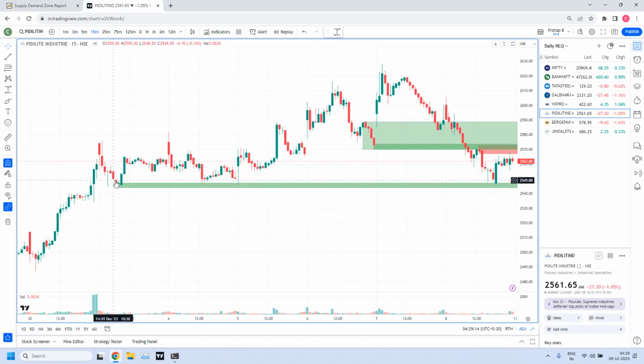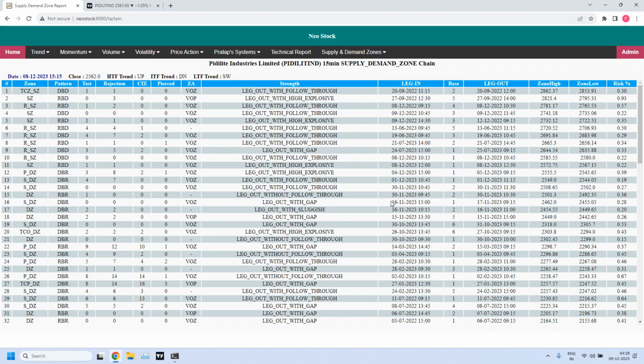So when is the leg-in here? Leg-in is on 1st December, 10:45. We have one base candle, one leg-out candle. Look here, 1st December, 10:45. See here, we have the serial number 13.